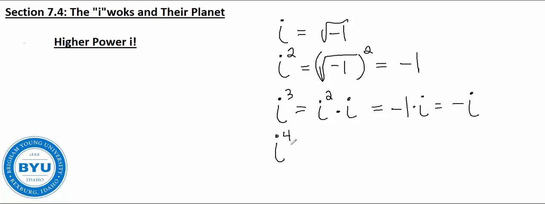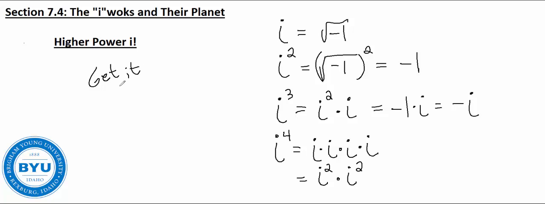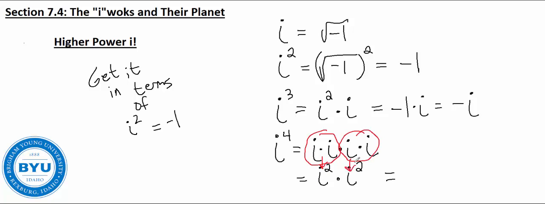Or what if we had i to the 4th? Oh, that's weird. So it'd be i times i times i times i. Really, that's just i squared times i squared. So when you're doing higher power i's, get it in terms of i squared, because we know that equals negative 1. See, here I had i to the 4th, so I took these two and wrote it as i squared, and I took these two and wrote it as i squared, because that allows me then to write it as negative 1 times negative 1, which comes out to be positive 1.